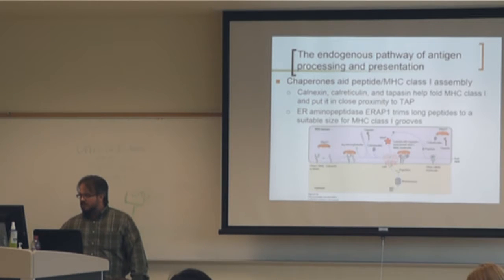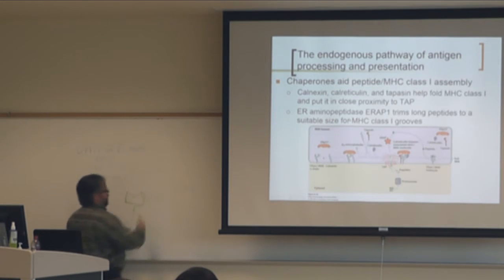In close proximity to TAP, these all associate. You get MHC class 1, and calnexin, as a chaperone, will bring it into close proximity with these other molecules. Tapasin and calreticulin will now also associate with that, and this brings it into close proximity with TAP. And then ER aminopeptidase, this ERAP1, trims long peptides, so there's even more editing occurring. ERAP1, and these are basically what you need to know, trims long peptides, because again, we have to be within that range to load it on MHC class 1.